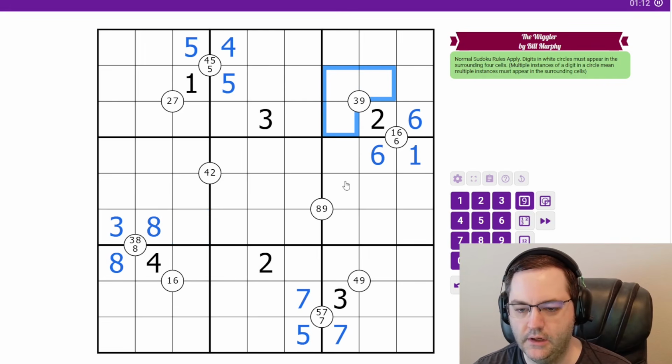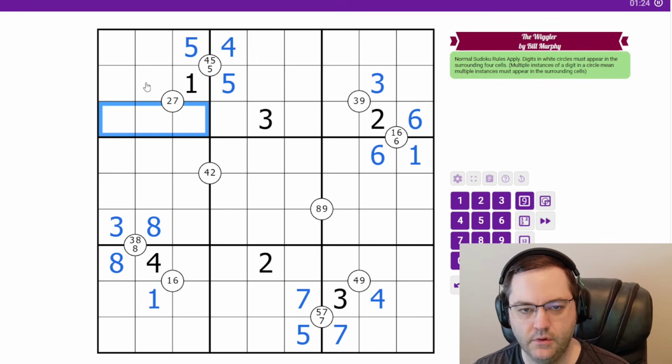Now 3, 9 here, 3 looks up and places a 3 there. The 4 looks over and places a 4 there. The 1 looks down and places a 1 there. And the 2 looks over and places 2 there.